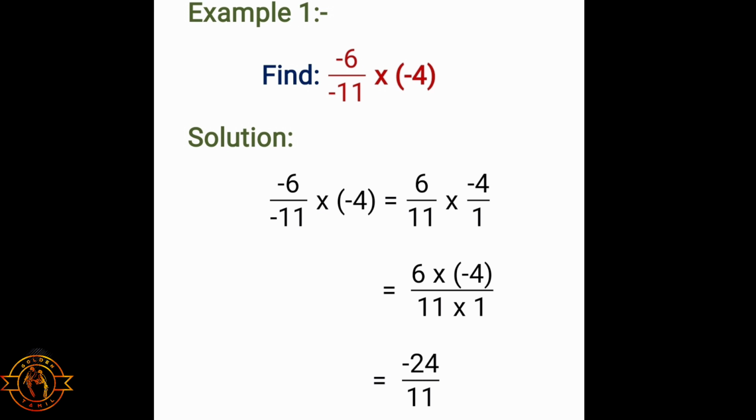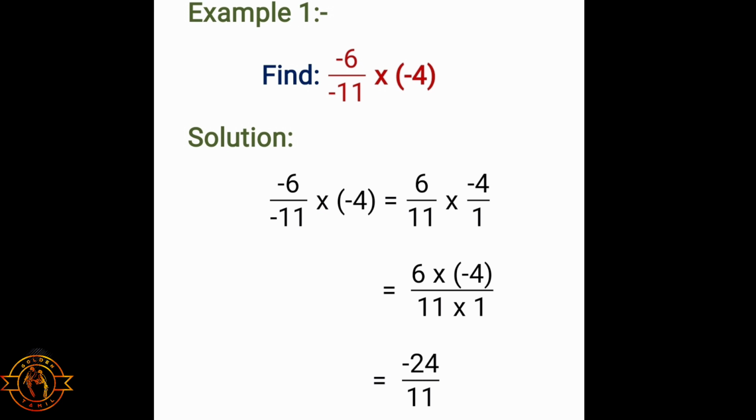And next, what number should be multiplied with it? Minus 4. Minus 4 can be written as minus 4 divided by 1. But what do we have to do to multiply the two rational numbers? We have to multiply the numerators separately and the denominators separately. What are the numerators here? 6 and minus 4. We have to multiply 6 and minus 4. What is 6 into minus 4? Yeah, it's minus 24.